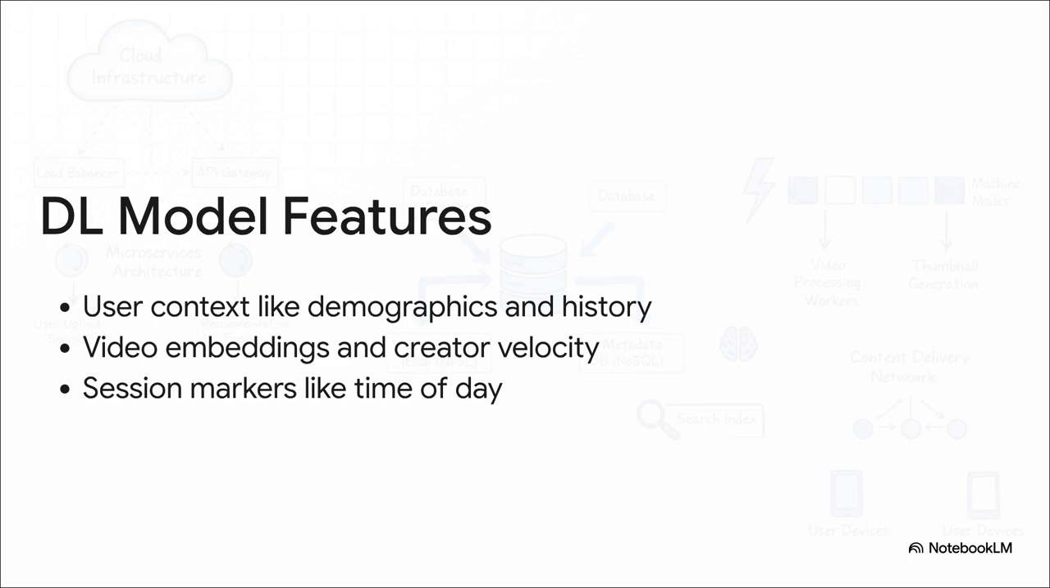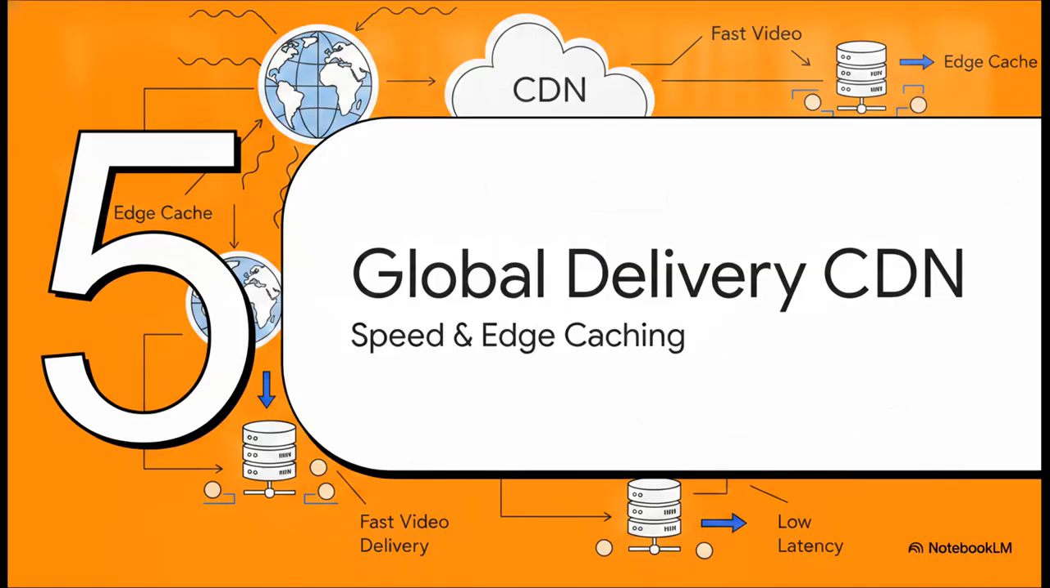Now, the machine learning inference surfaces driving that ranking stage, they don't just optimize for cheap, immediate clickbait. No, they analyze hundreds of features in real time. We're talking user history, session markers like the time of day, and video embeddings, which are basically mathematical summaries of what's actually in the video. The ultimate goal here is to predict an engagement probability that maximizes long-term watch time and overall user satisfaction. Which leads us right into part 5, global delivery via CDN.